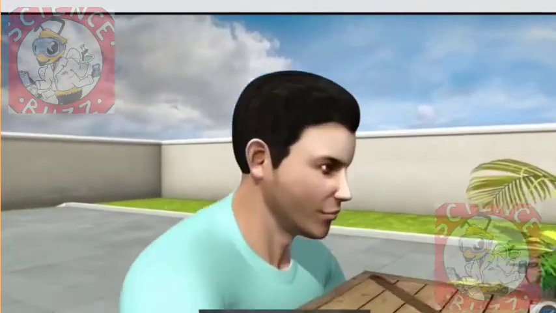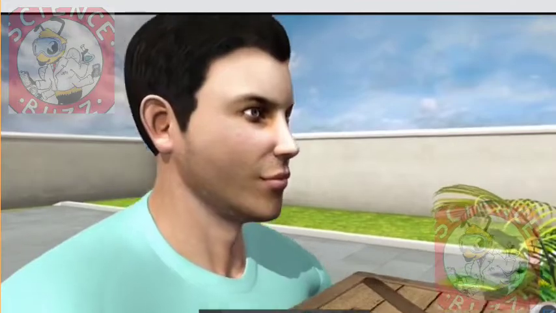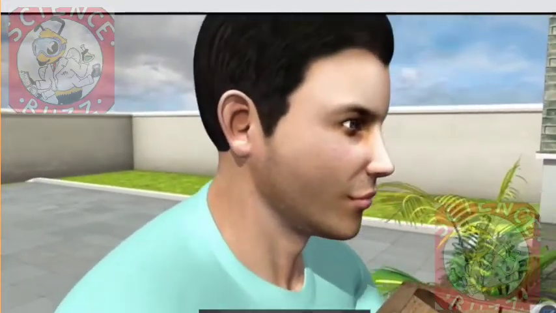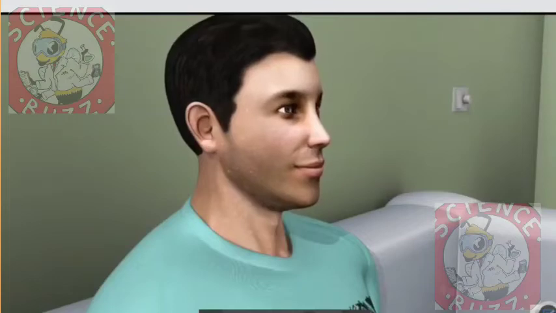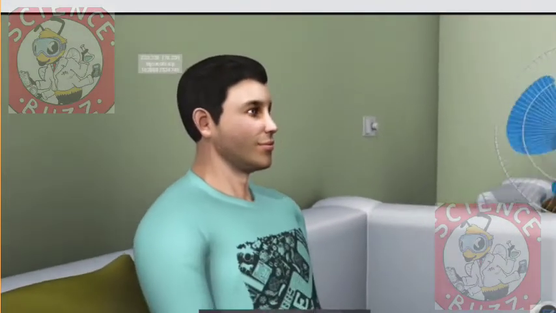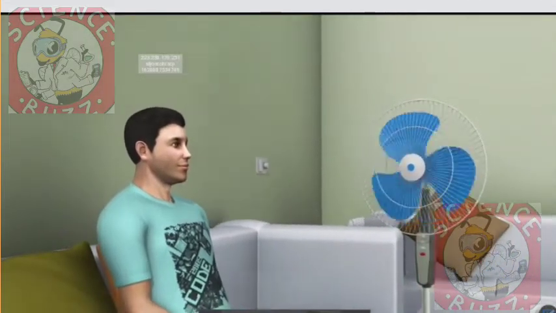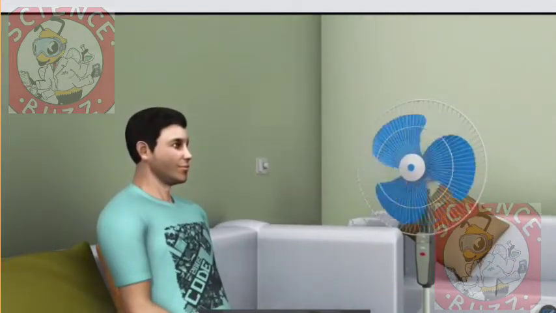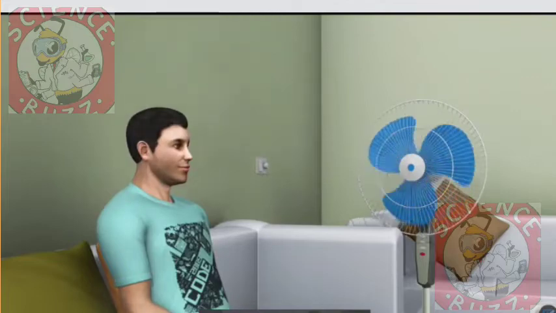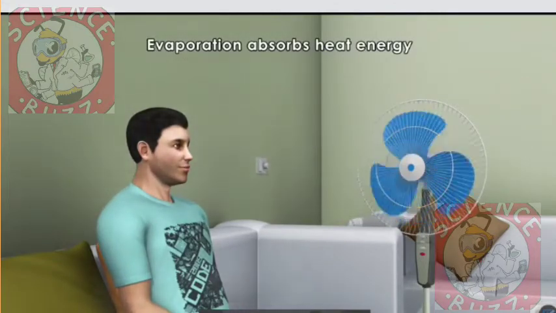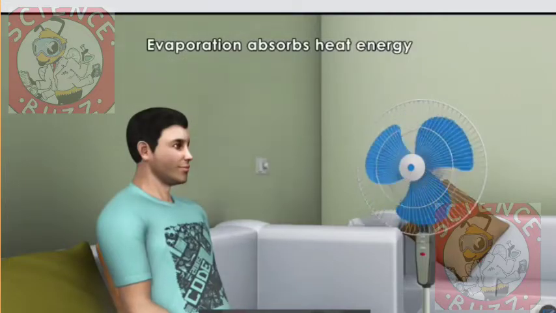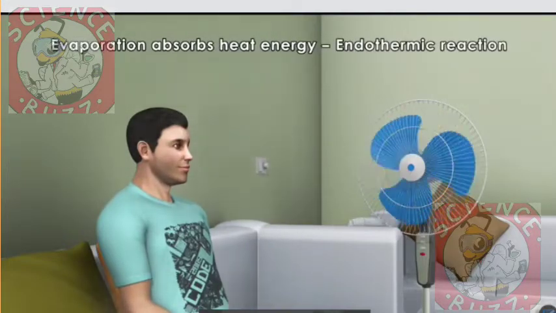On a hot sunny day, you are likely to sweat, particularly if you're working and exerting a lot of energy. As the sweat from your body evaporates, it will cool you. This becomes particularly noticeable if you're in front of a fan or there is a breeze in the air. Because evaporation absorbs heat energy in order to break apart the molecules, it is also referred to as an endothermic reaction.